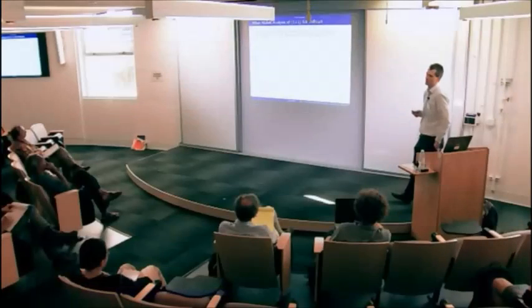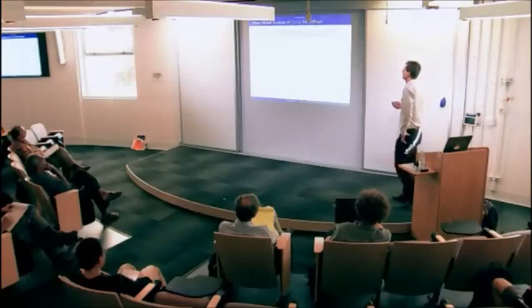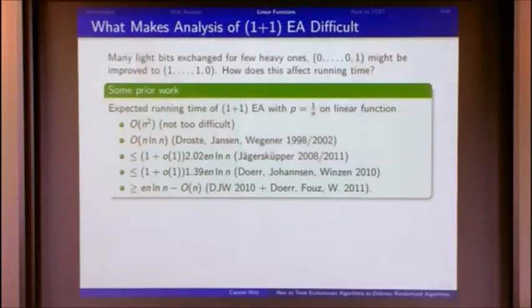And people, this is actually a long list of works by different people. They have tried to come up with increasingly improved running time bounds for the 1+1 EA on an arbitrary linear function with a standard mutation probability. So without drift analysis, you might be able to come up with a bound that is big O of n squared.